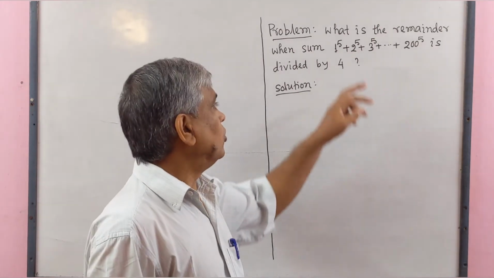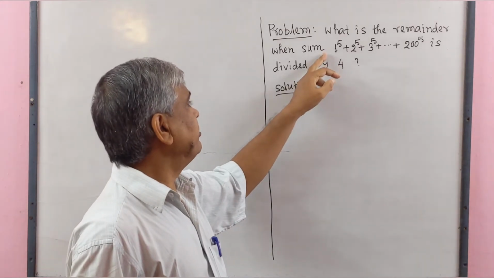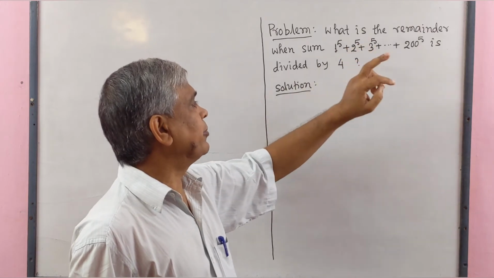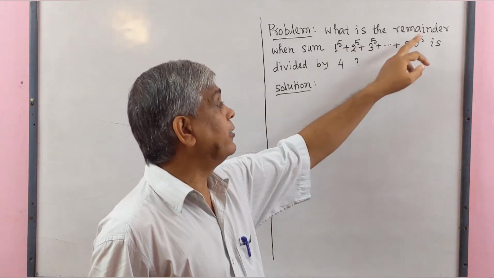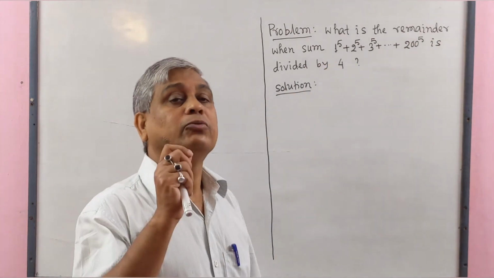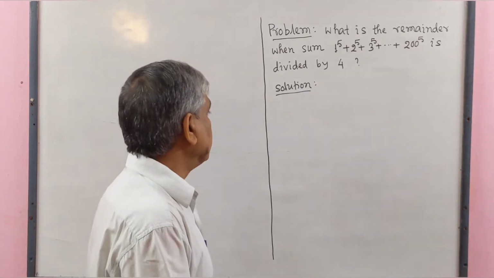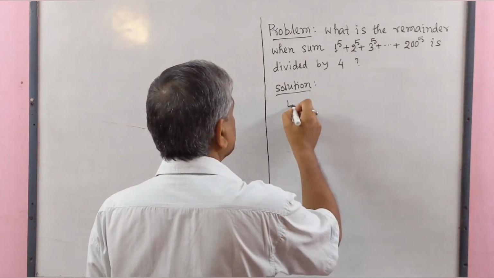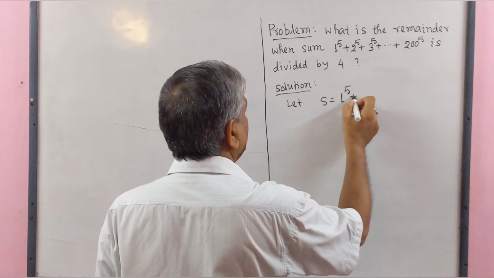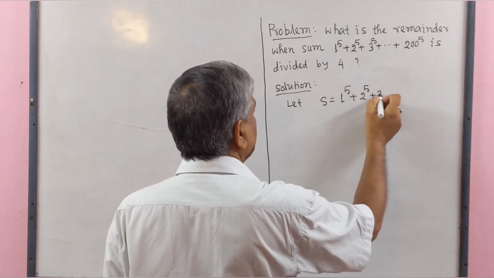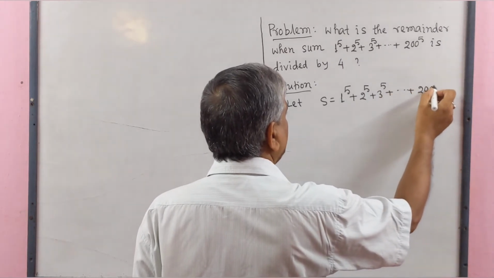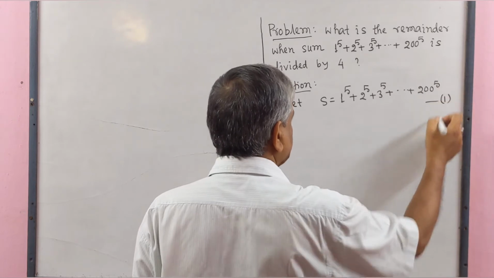Now we solve a problem. Problem is, what is the remainder when the sum 1 to the power 5 plus 2 to the power 5 plus 3 to the power 5 plus up to 200 to the power 5 is divided by 4. Now we solve this. Solution. Let S equal to 1 to the power 5 plus 2 to the power 5 plus 3 to the power 5 plus up to 200 to the power 5. Let this be number 1.